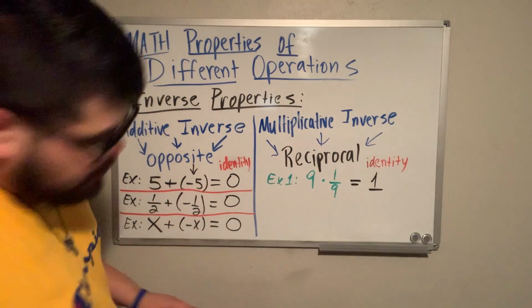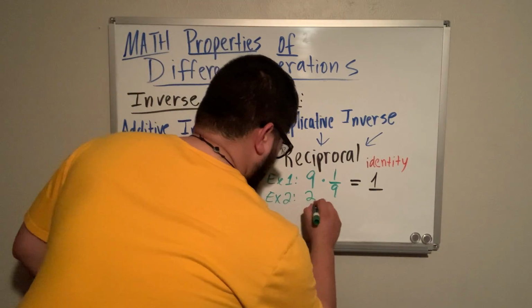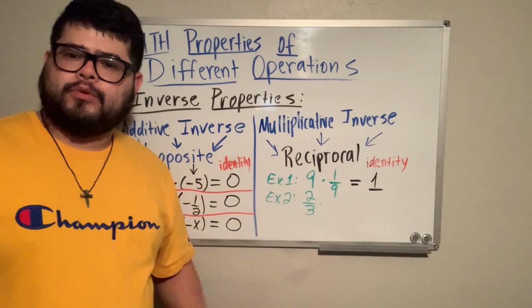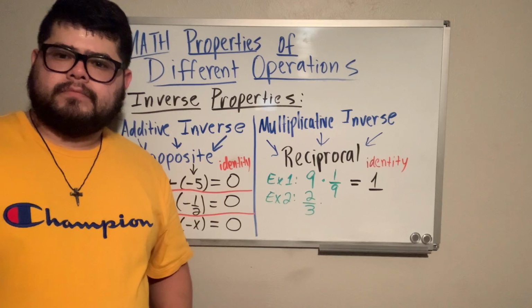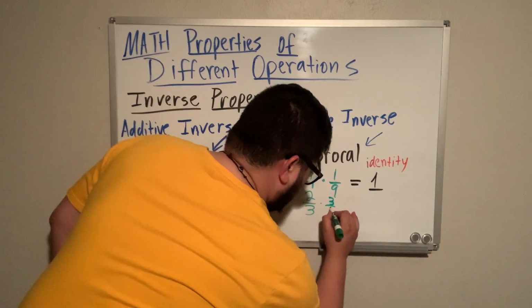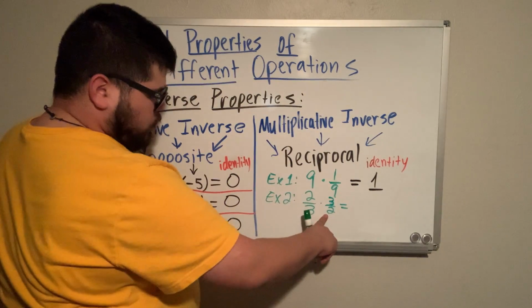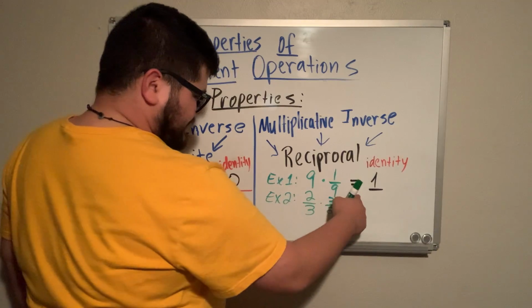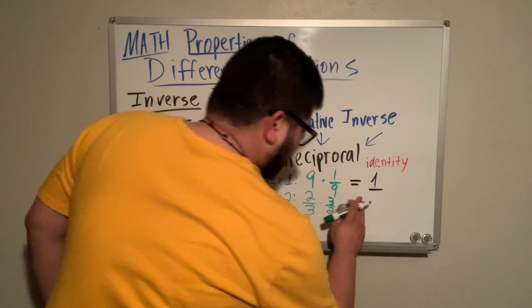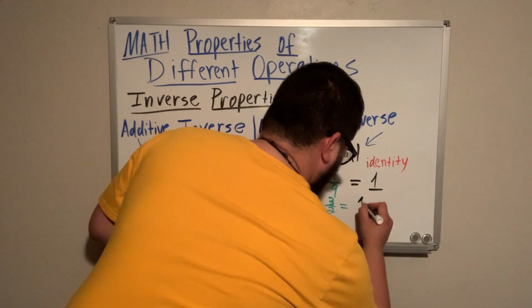All right, our next example is 2 over 3. What is the reciprocal of 2 over 3? 3 over 2, right? You just flip them. This is the reciprocal. 3 over 2 is the reciprocal. Multiply across, 2 times 3, we get 6 in the numerator. 3 times 2, we get 6 in the denominator. 6 divided by 6, we're going to get the number 1.